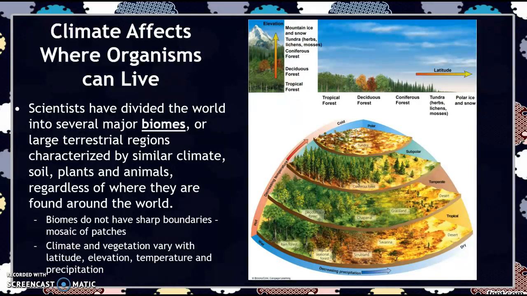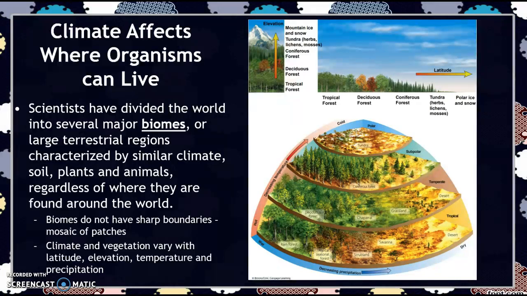Biomes don't really have sharp boundaries. It's not like this section is only desert or this section is only temperate rainforest. It's actually a mosaic of patches. So within biomes, we have different sections that can have their own little microclimates or their own biome.